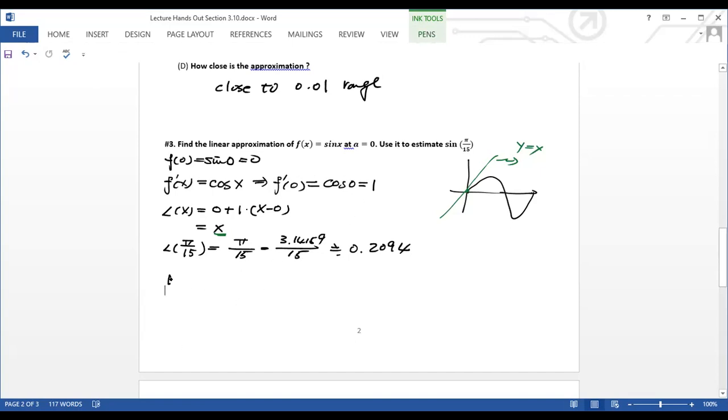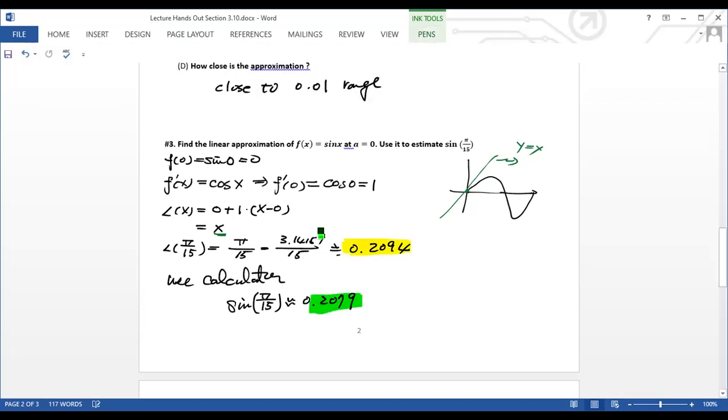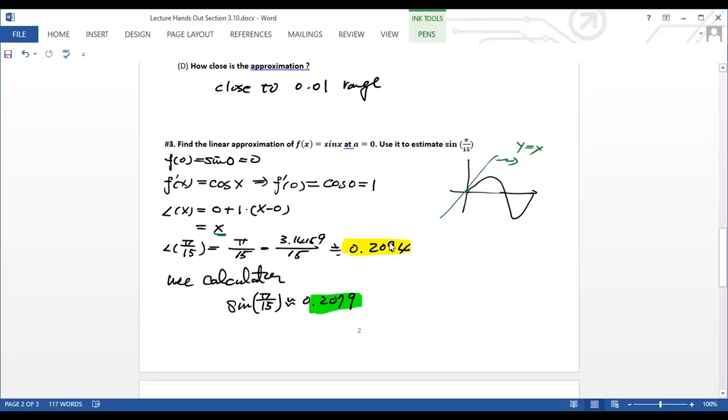And now, let's use the calculator. If you put sine of pi over 15 into the calculator, the calculator will tell you the value is 0.2079. So this is the approximation, and this is the true value from the calculator. They are very close, right? It's a good estimation, accurate to the second decimal point. That's pretty good, and pretty neat.